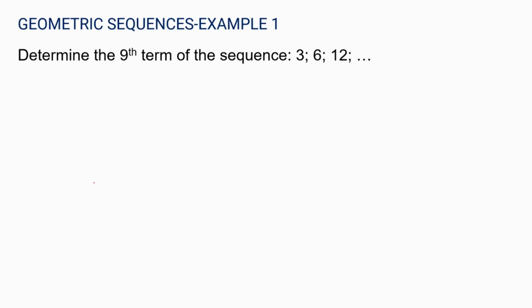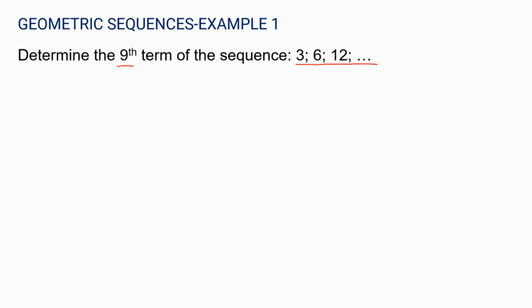Welcome back. We're still doing geometric sequences. We're doing example 1. Determine the ninth term of the sequence 3, 6, 12, going on like that. So we need to find the ninth term. So first of all, check what type of a sequence we have here.